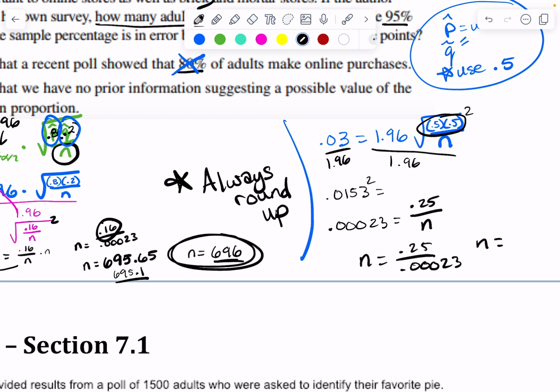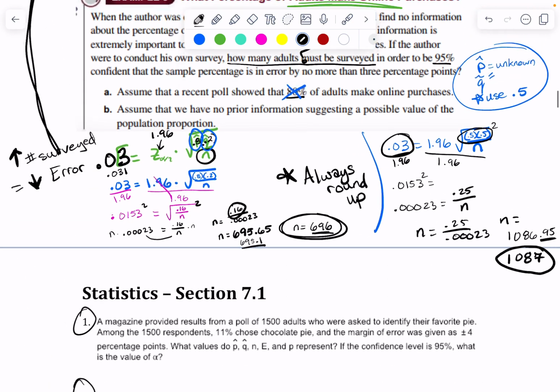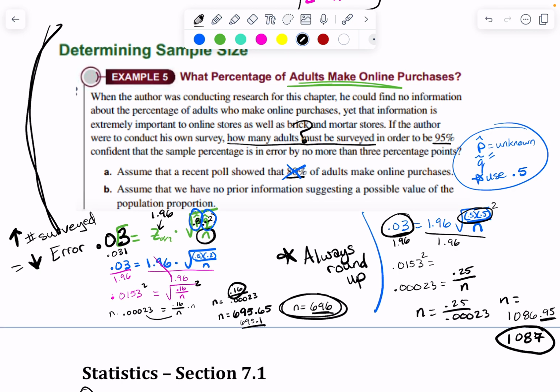And now, when I have the 50-50, now my number is, I have to survey 1086.95. And again, we always round up, so we've got to survey 1,087 people instead. Even if this was 0.1, we would always round up, okay? Because I want my error to be 3%, not 3.1%, just 3%, okay? So there's how that works. That's what example 5 would be, okay?